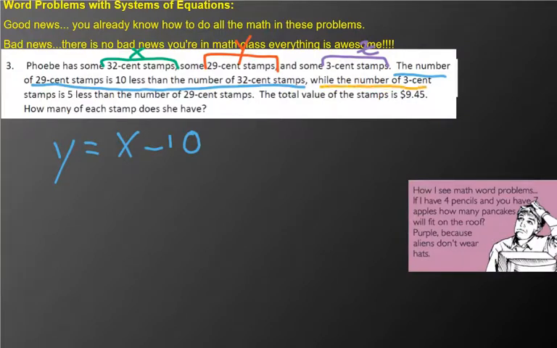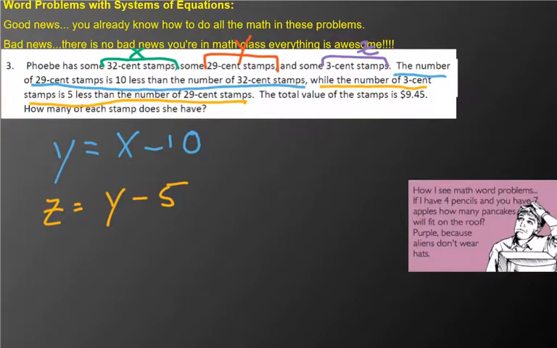Then there's this part that says, while the number of 3-cent stamps is 5 less than the number of 29. So the number of 3-cent is Z, and it's 5 less than the number of 29. That means whatever Y is, if you subtract 5 from it, you get the number of 3-cent.